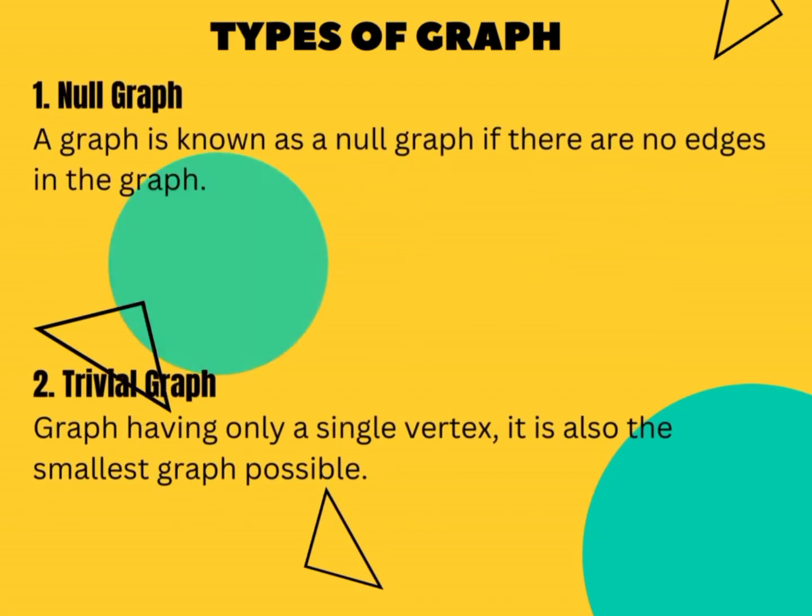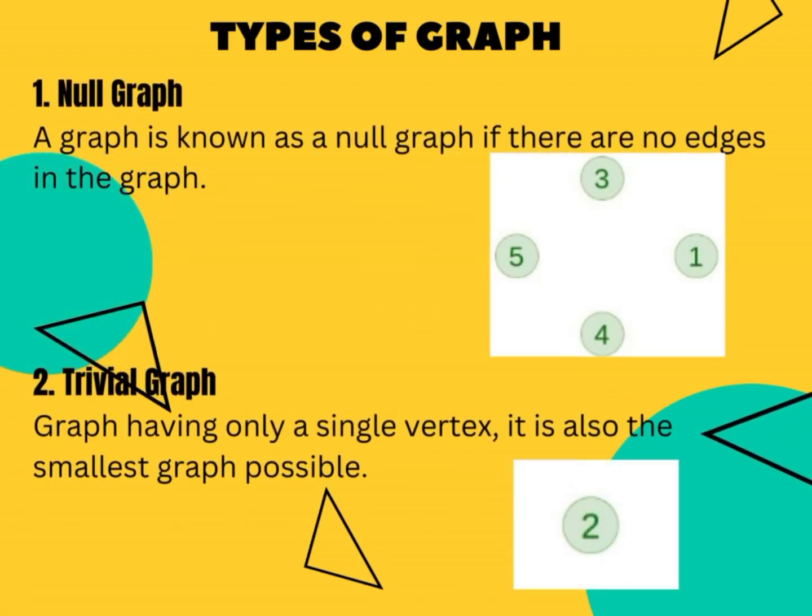Types of graph. The first one is the null graph. As you see in the image, there are four vertices, but there is no edge connecting them. So, a null graph contains only vertices but no edges. The other one is the trivial graph. A trivial graph is the smallest graph possible because it has only one vertex in it.